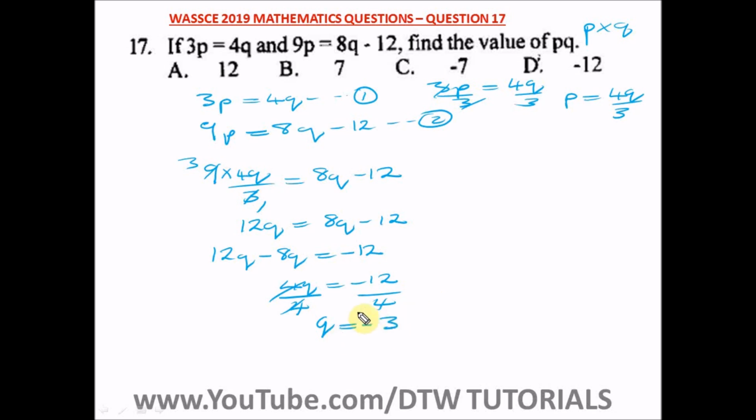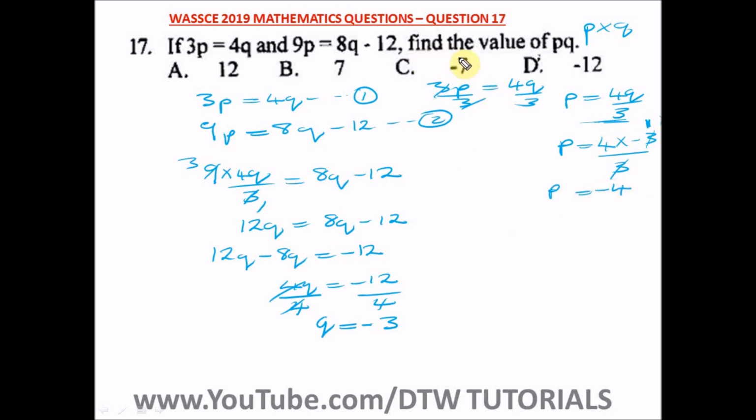Okay, so from here, let's put in q, which is equal to minus 3, into this equation so we can find our p. So we have p is equal to 4 times minus 3 divided by 3. So here we have 3, we'll cancel out this 3 here. We're left with 1, so we have a minus 1, and 4 times minus 1 will give us a minus 4. So p is equal to minus 4.